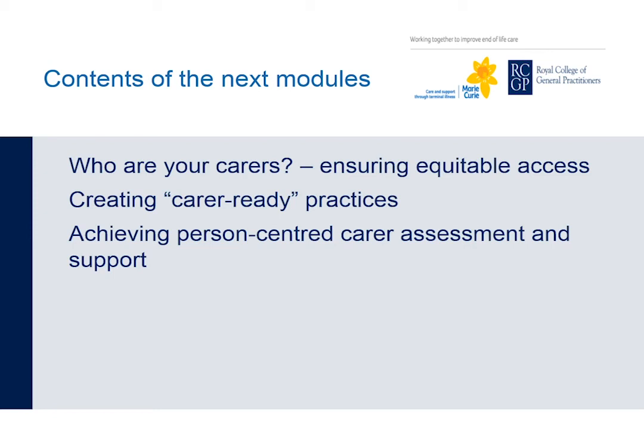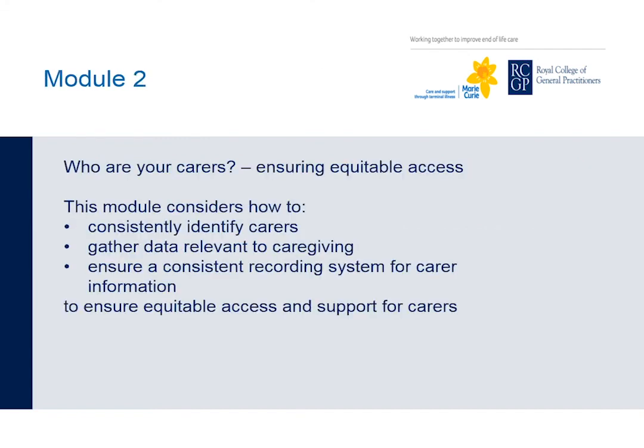We're going both to consider how we ensure general practice is set up and ready to implement and sustain carer assessment and support, as well as the process of carer assessment and support itself. So we will look at identification of carers, the creation of carer-ready practices, and how to achieve person-centered assessment and support. So in the next module, Module 2, we will look at who are your carers and ensuring equitable access. This considers how to consistently identify carers, gather data relevant to caregiving, and ensuring a consistent recording system for carer information.